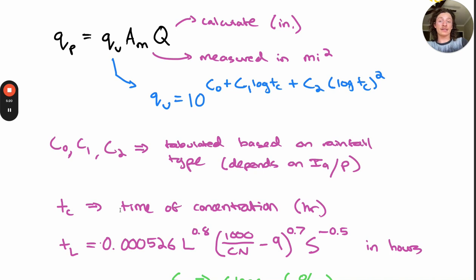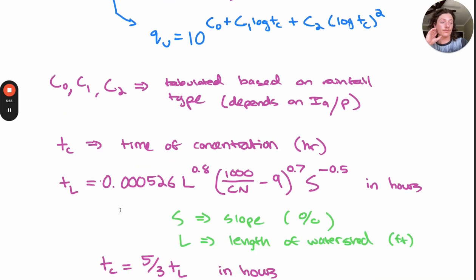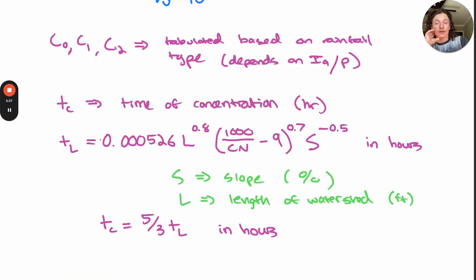Am is our basin area, which we measure in this equation in square miles. And qu is going to be a long empirical equation that is 10 to the C0 plus C1 log Tc plus C2 log Tc squared. Coefficients C0, C1, and C2 are the TR-55 coefficients, and they're tabulated based on rainfall type, which is a function of Ia over P. And I'll add another table for reading that value for you. So those we just read off of a table based on our rainfall type.